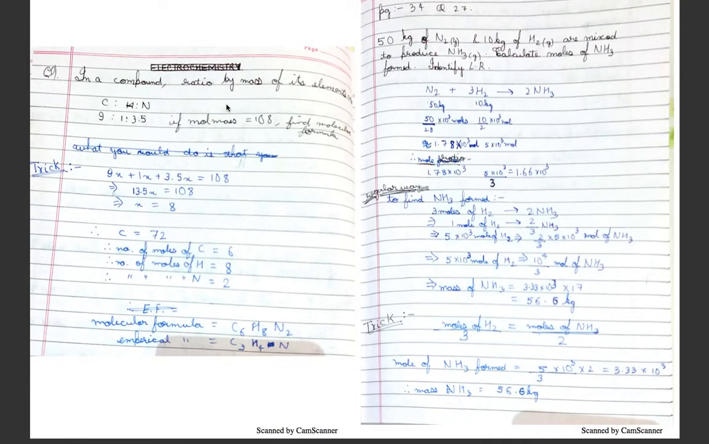A compound has the ratio of mass of its elements: C is to H is to nitrogen is 9 is to 1 is to 3.5. If the molecular mass is 108, find the molecular formula.